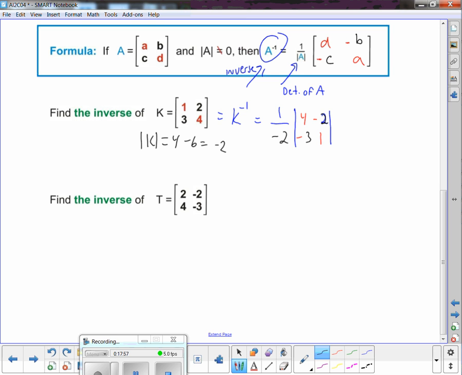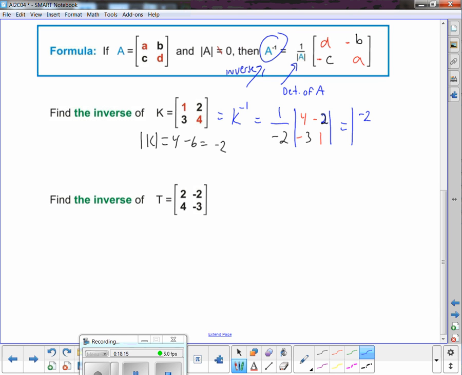Okay, here's the problem, though. Fractions again. Oh, I'm so scared. I'm quaking in my boots. Okay. 1 over negative 2 times 4. Can you handle that in your head? We get a negative 2.